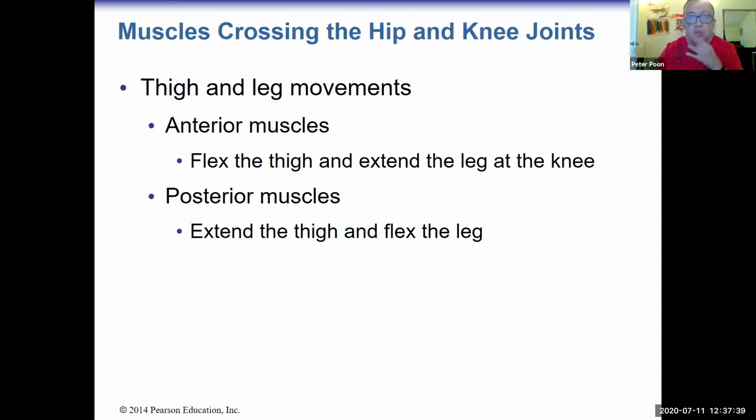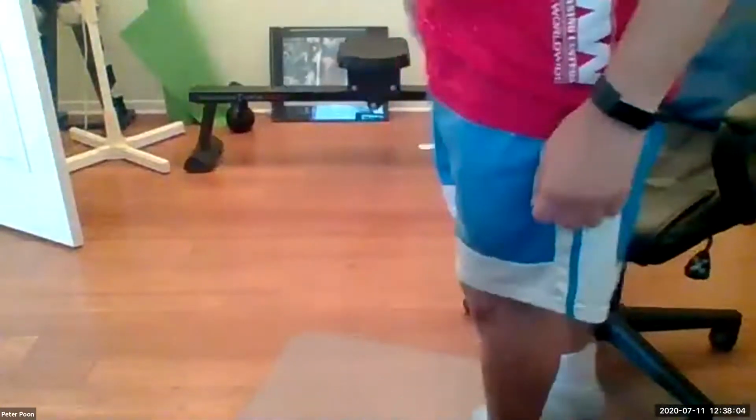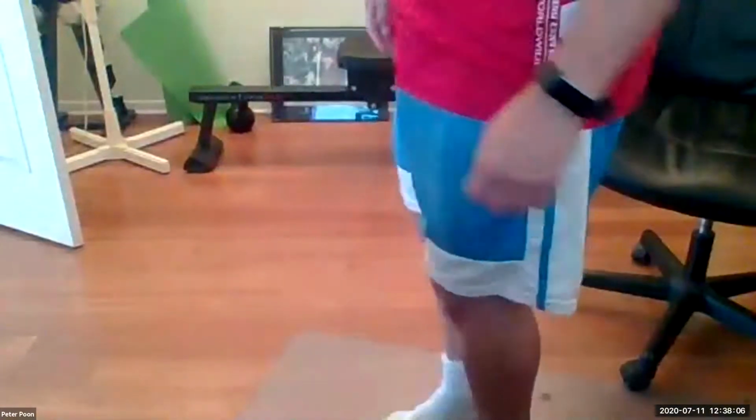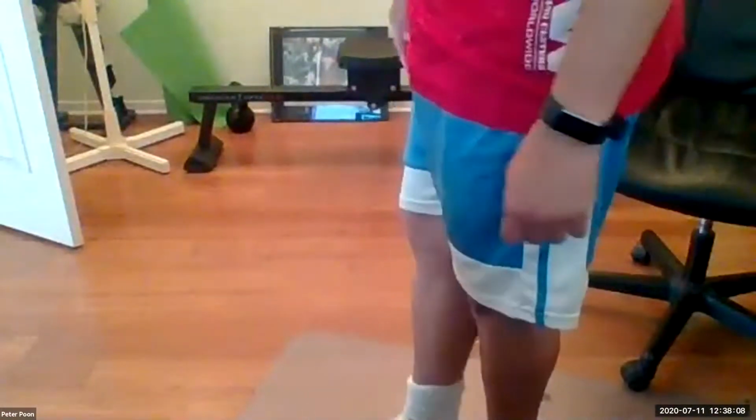I like to explain this by looking at one joint at a time. So let's look at the hip. Let's go back to this. The hip: I can flex, I can extend, I can abduct, and I can adduct.